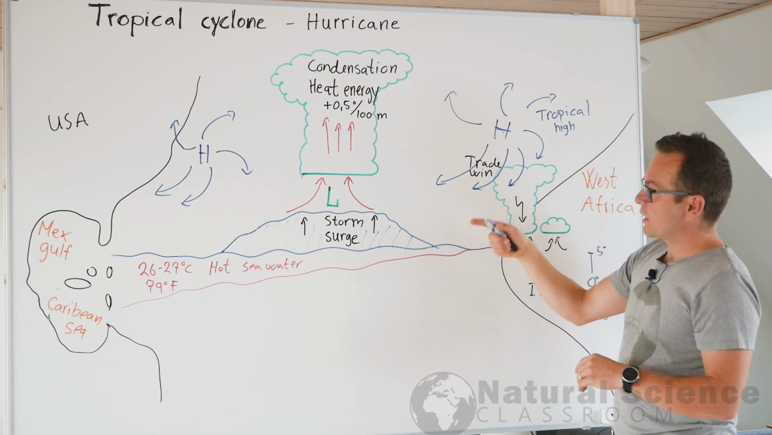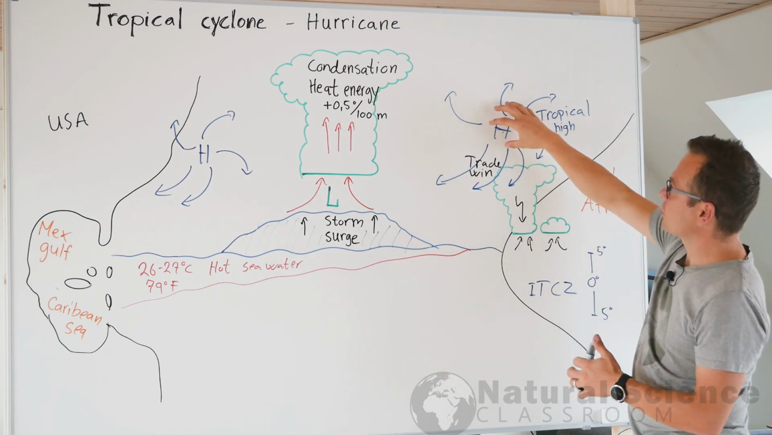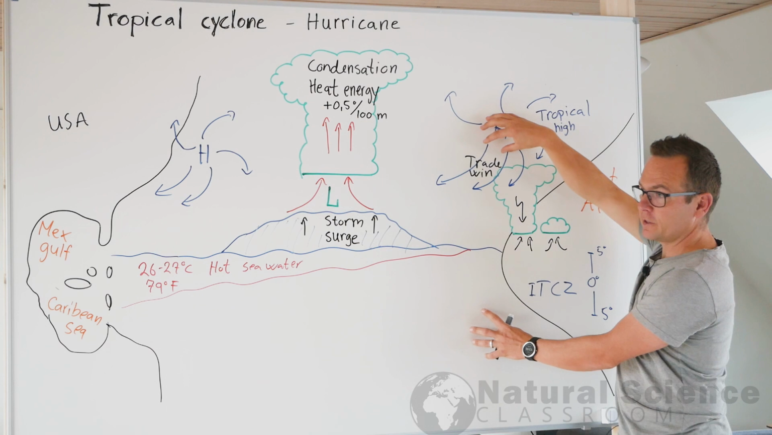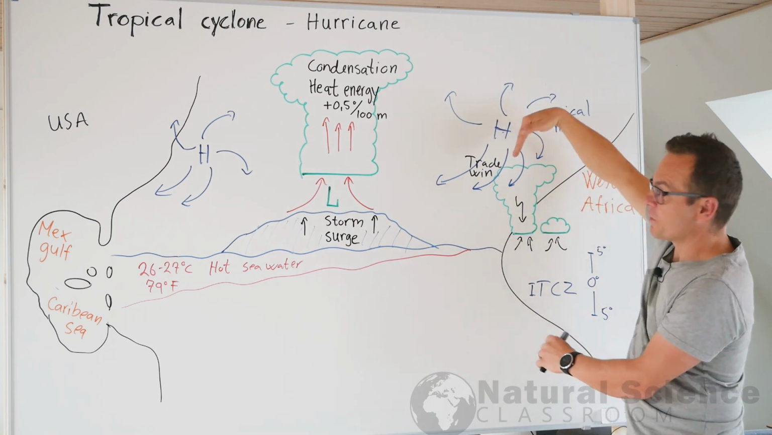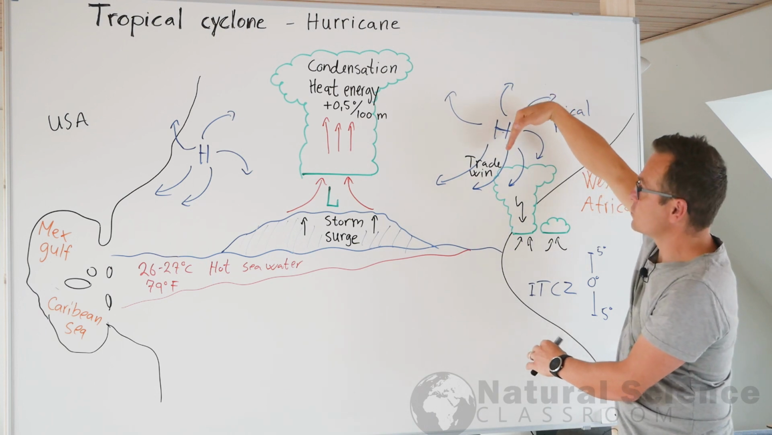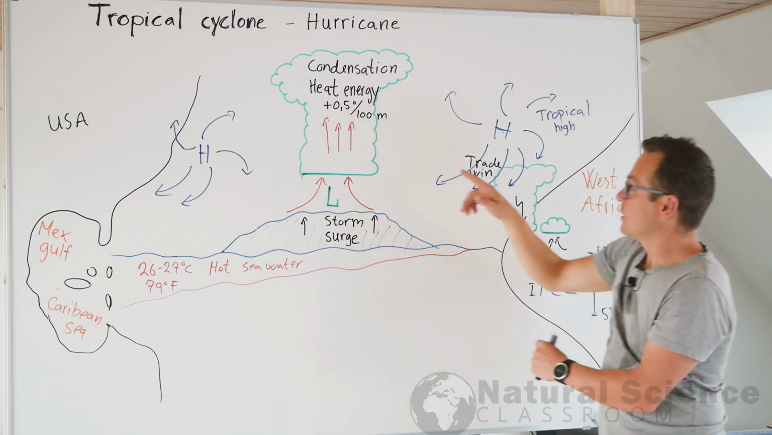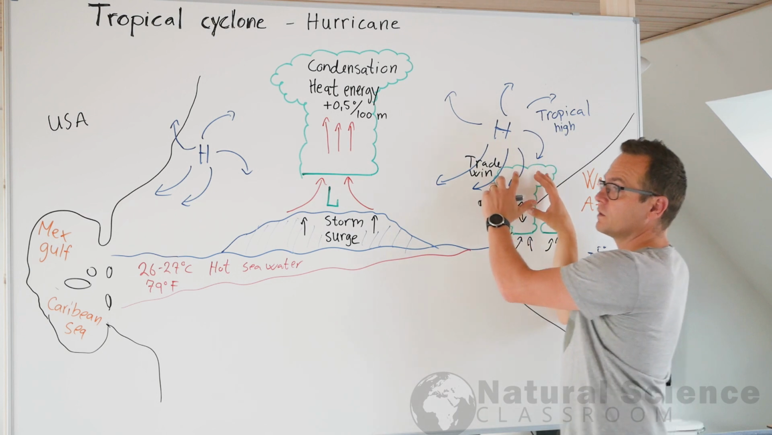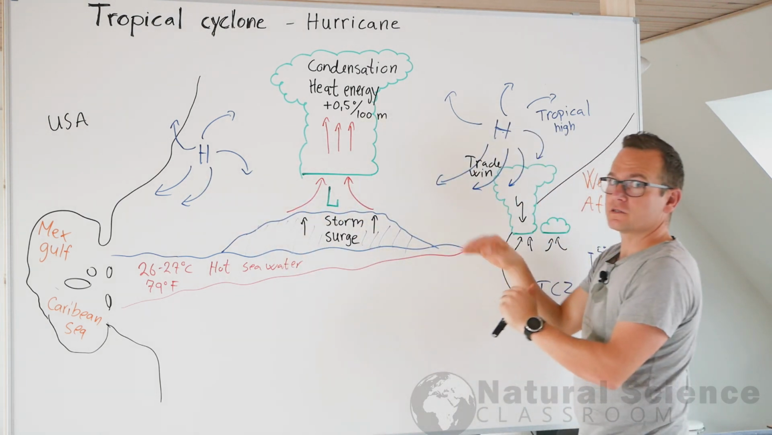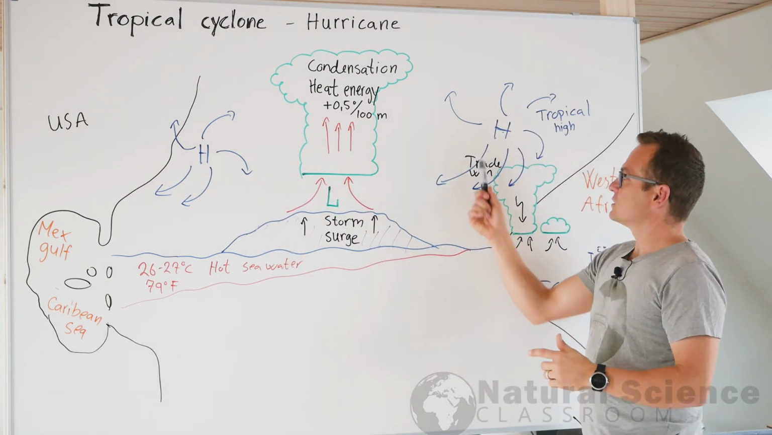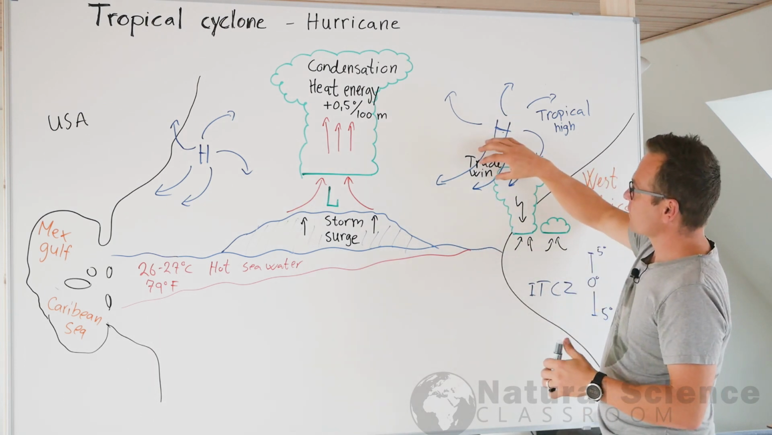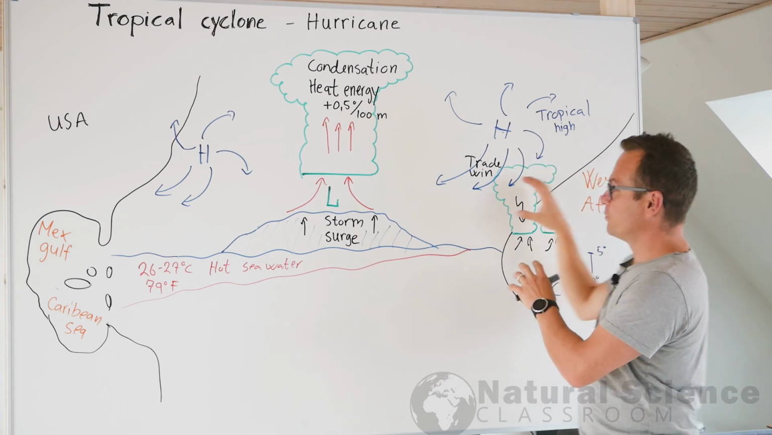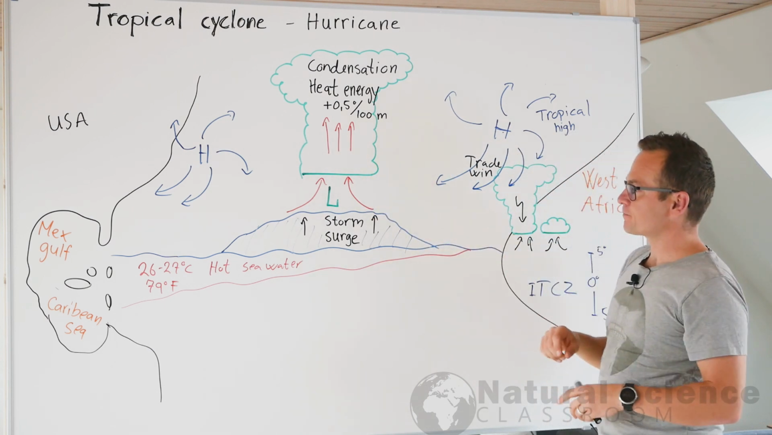Why are they being pulled out? Well, we have the tropical high up here and we have a low pressure down here, and the wind will always go from the high pressure to the low pressure, but the Coriolis effect is driving this wind towards the west. So the prevailing wind right here is always in the western direction. We call these winds the trade winds. So these trade winds will then pull out the thunderclouds.